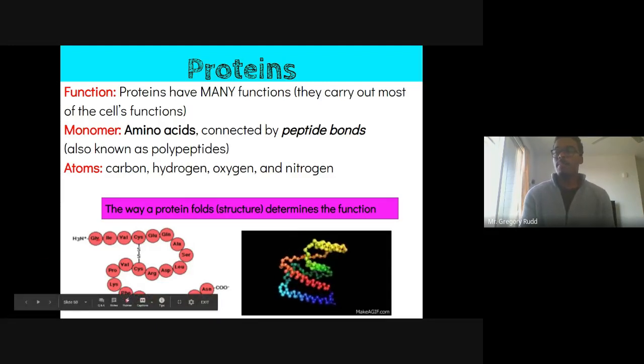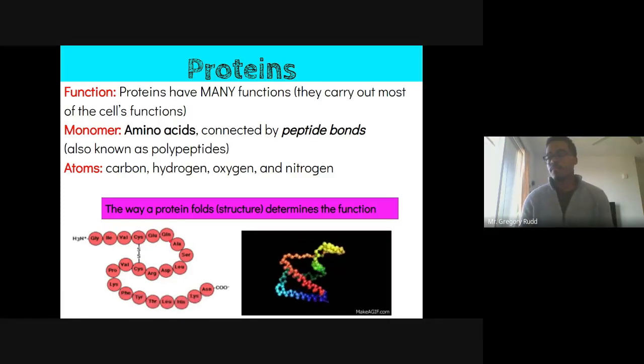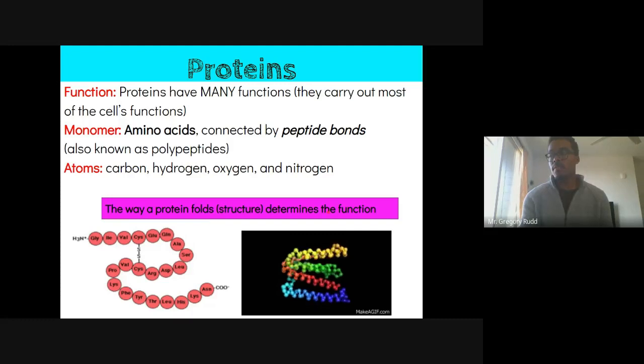They get bonded together and then they fold up. So if you've ever had a chain and you just kind of threw that chain in a bag to transport it somewhere and it got all tangled up and then it took forever to untangle, that's kind of what proteins look like. So we can see a protein folding here.